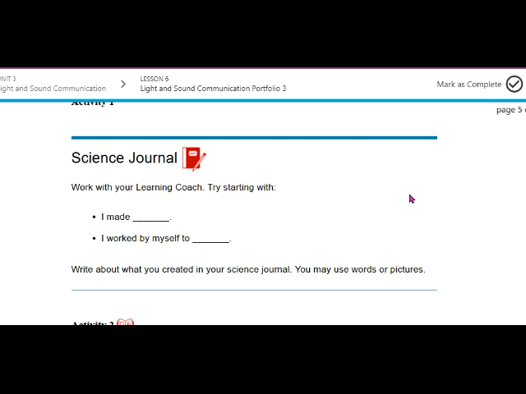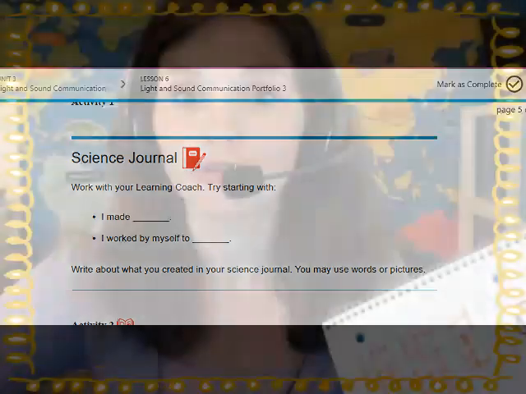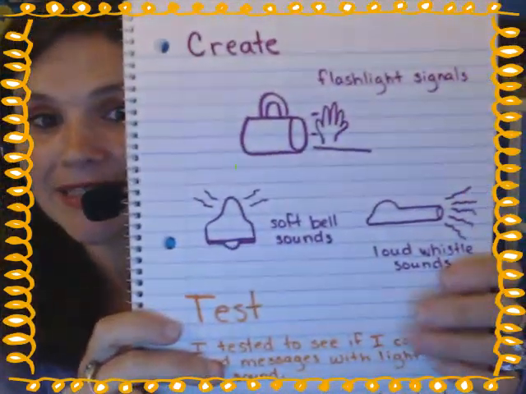So you can write about what you've done. You can draw pictures about what you've done. You can even take a picture of what you've done. So if you've made your own device where you actually made maybe a cover for your flashlight, maybe a string that you can pull for your bell, anything like that, if you want to take photos of what you really did, I'm sure your teacher would really love to see that work.